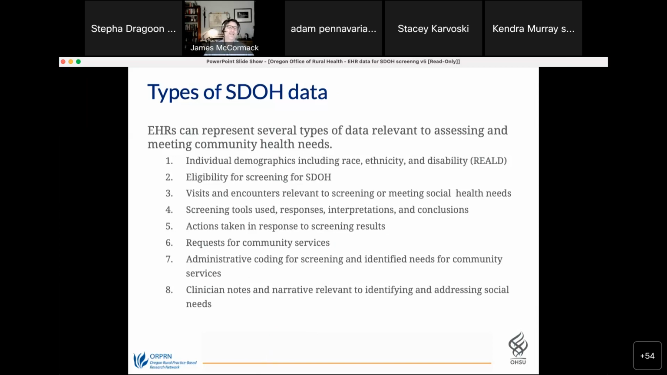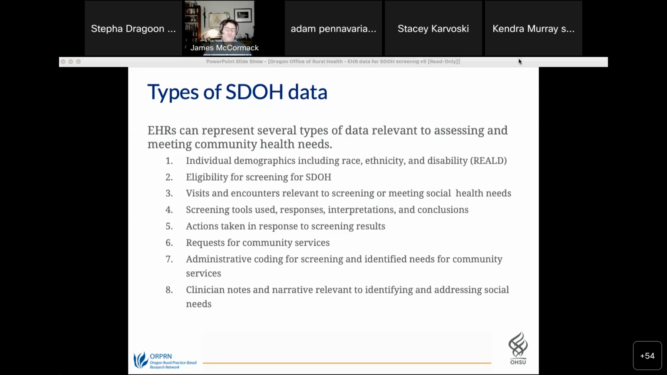Well, first of all, an EHR can represent any kind of data, really. I mean, voice, imaging, fine. But the ones we really care about to support use cases in dealing with social need are, of course, individual demographics, including race, ethnicity, and disability, or REALD. Eligibility for screening is important. Have they had a screening within the last year, for example, is important to be able to target patients that are overdue for screening. Visits for encounters relevant to screening. So if I'm actually delivering social or behavioral interventions within the clinic, it's important to have those documented in a way that we can retrieve them.